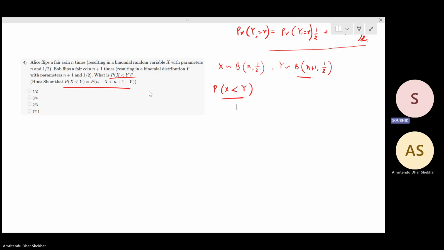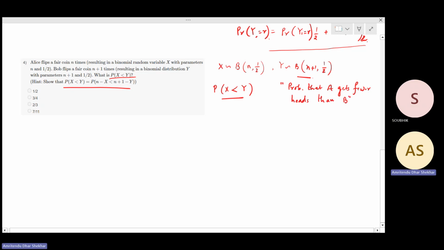This question is asking: what is the probability that Alice gets fewer heads than Bob gets? So we can rephrase it in this way: the probability that Alice gets fewer heads than Bob. This is what the question asks us to do.